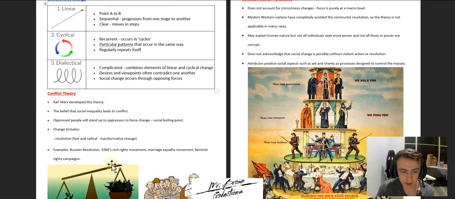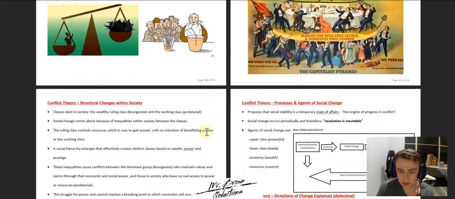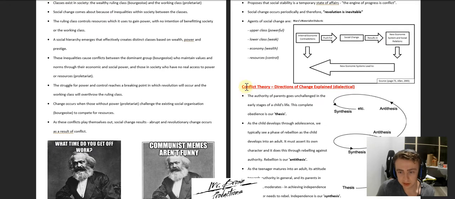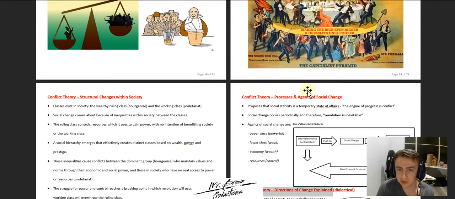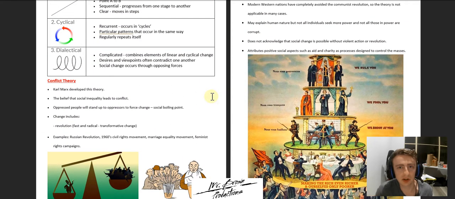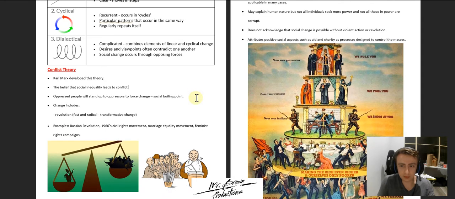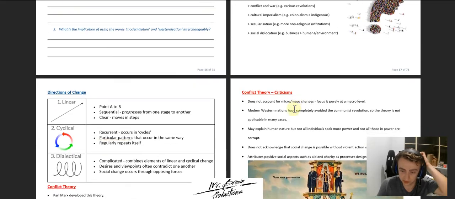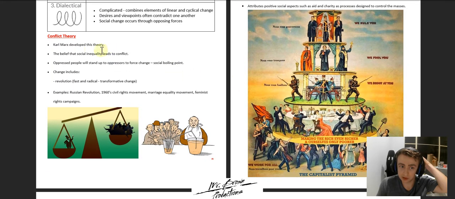When we're looking at each social theory, there's going to be a little subheading where we look at the direction of change, because it's important to note that in any HSC response or answer. So that's the basis of what a social theory is. Going to look into conflict theory more in depth now.